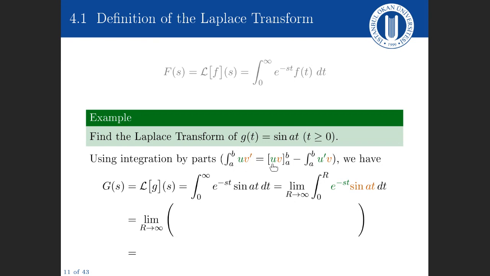By the formula, we have u multiplied by v, that's e to the power minus st multiplied by an antiderivative of sine at, minus the integral of u prime, the derivative of e to the power minus st, multiplied by v. An antiderivative of sine at is minus 1 over a cos at.